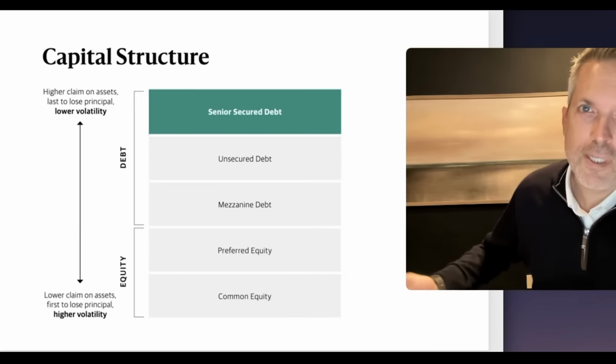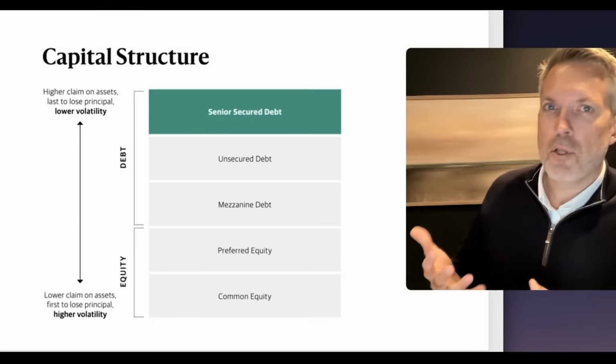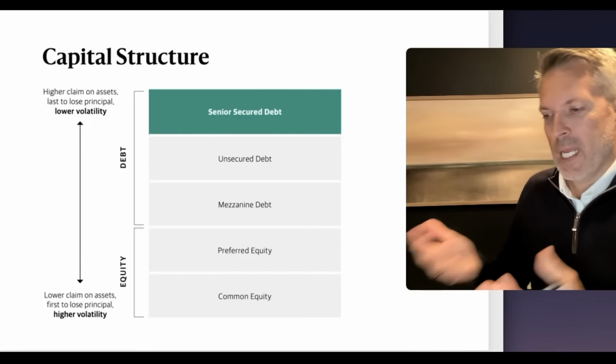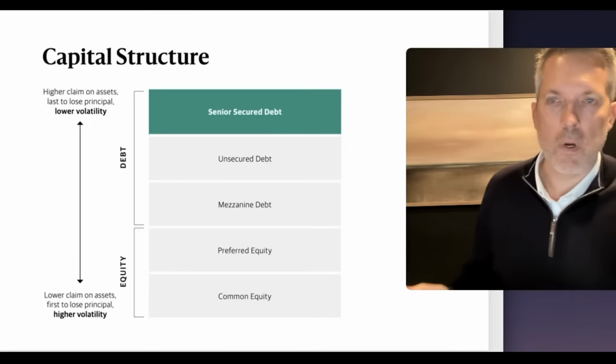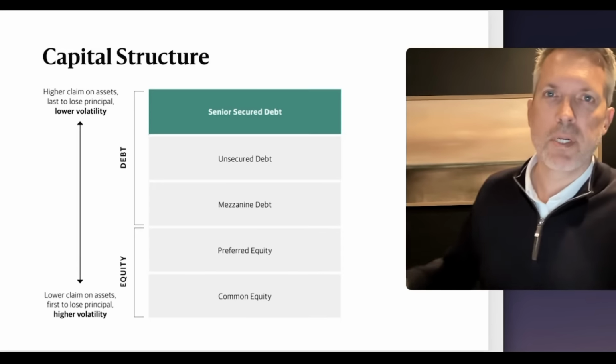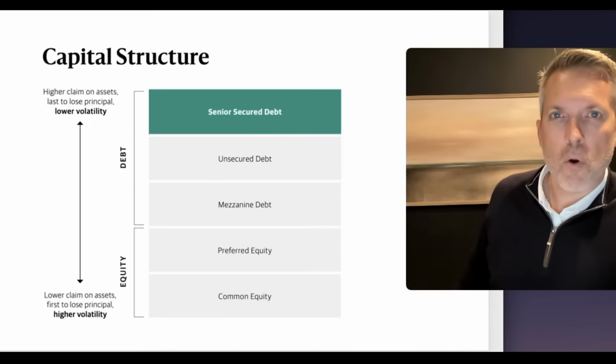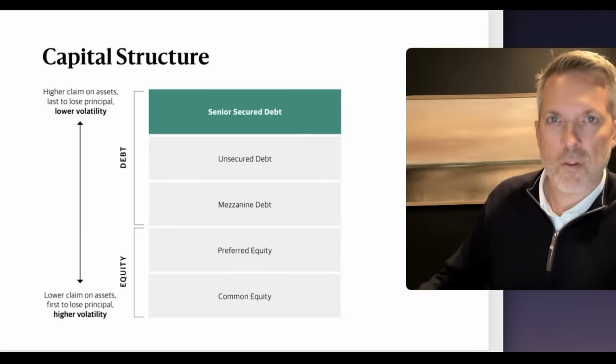All right, capital structure. This is one of those things that sounds complicated, but it's actually pretty easy. It's just, how do you capitalize a company? How do you put money into a company in order to make it work, either to purchase it or to buy new equipment, what have you? Companies need capital. This is the capital structure, and it represents the priority of claims on the cash flow of the company.